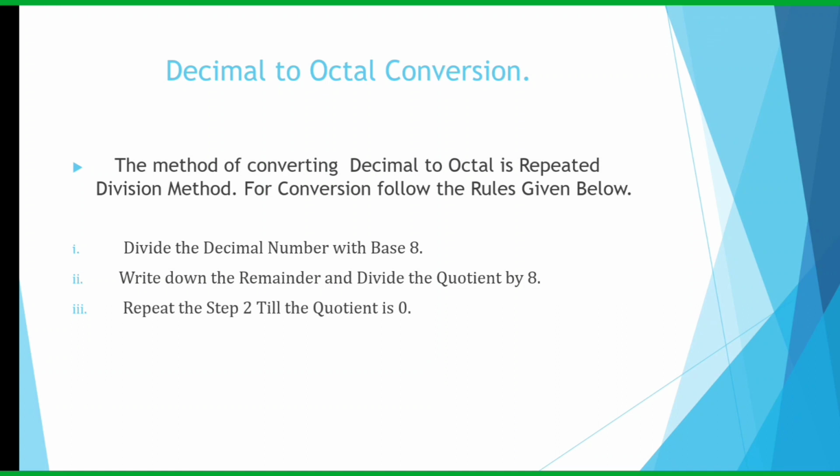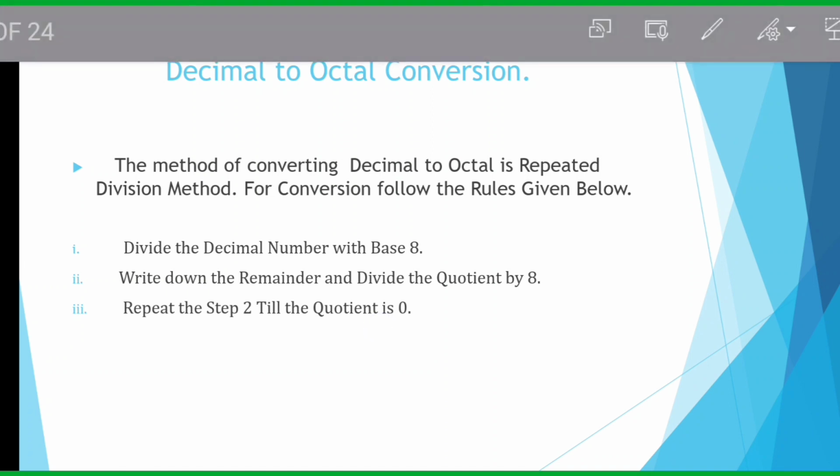Decimal to octal conversion. In this method, we convert the decimal number into the octal number system. For this, we follow the given rules. Divide the decimal number by 8 and write the quotient and the remainder in different columns. Repeat the division till the quotient becomes 0.